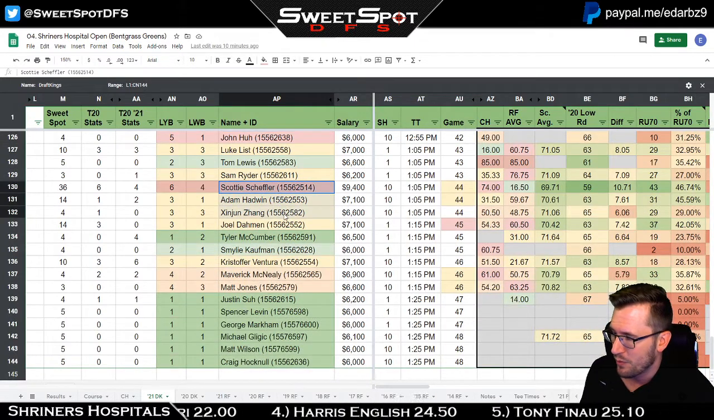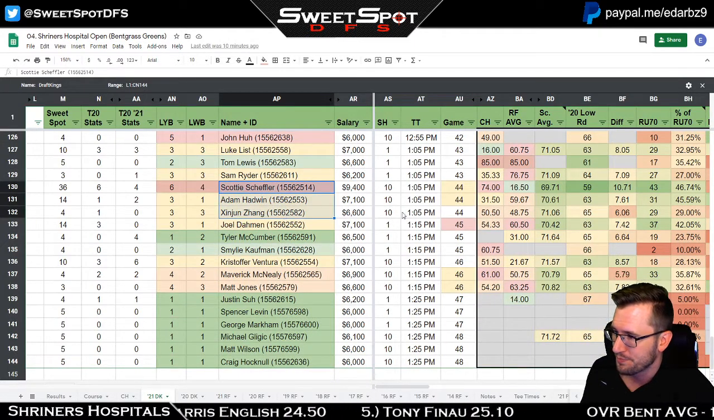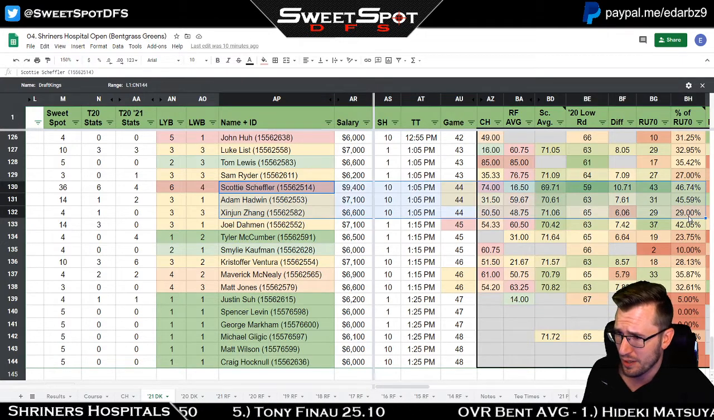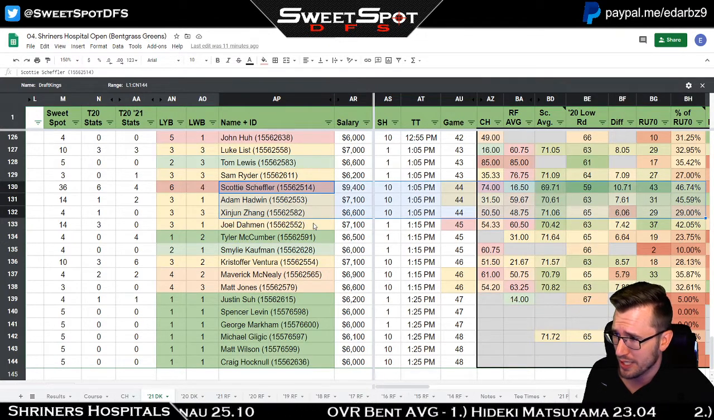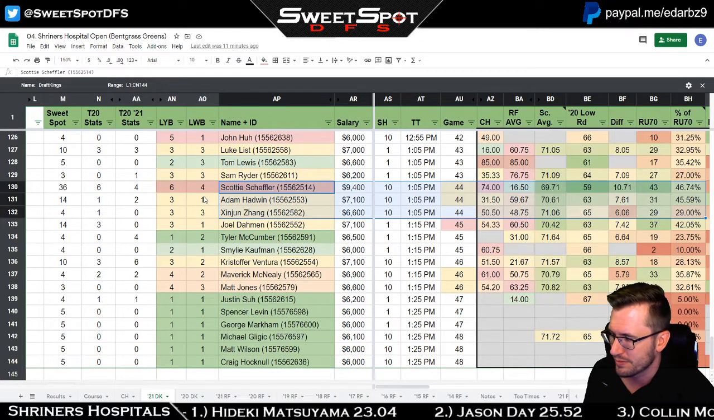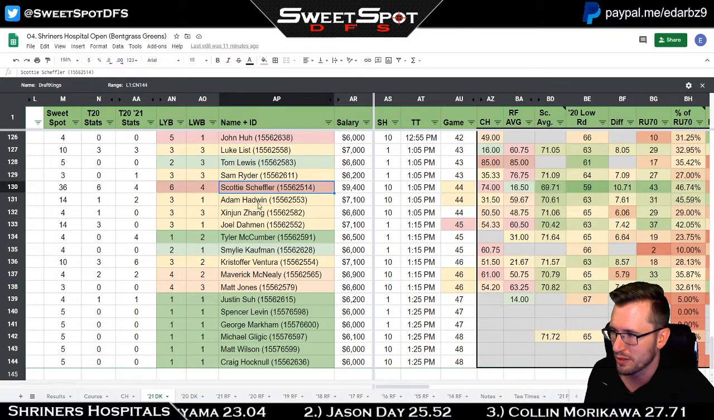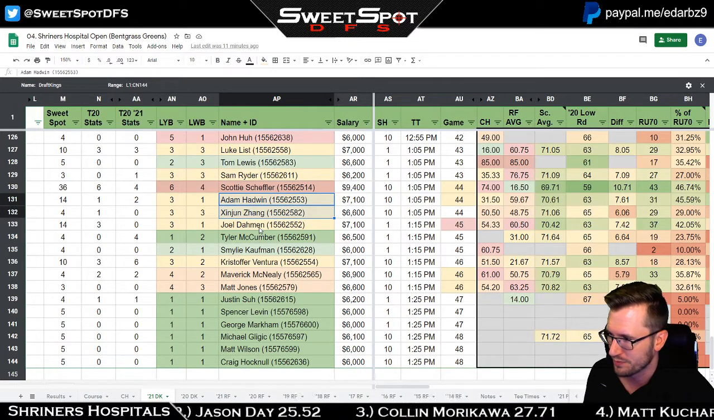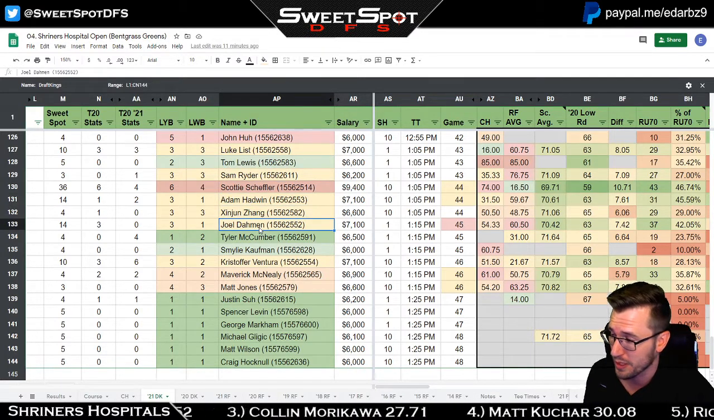Scheffler, Adam Hadwin, and Xinjun Zhang is actually a really interesting lineup. I do like it a lot. Not a lineup, but a pairing. I like that a lot. If Scotty Scheffler does well, I don't mind pairing him with these two. I probably will fade Scotty Scheffler just because.